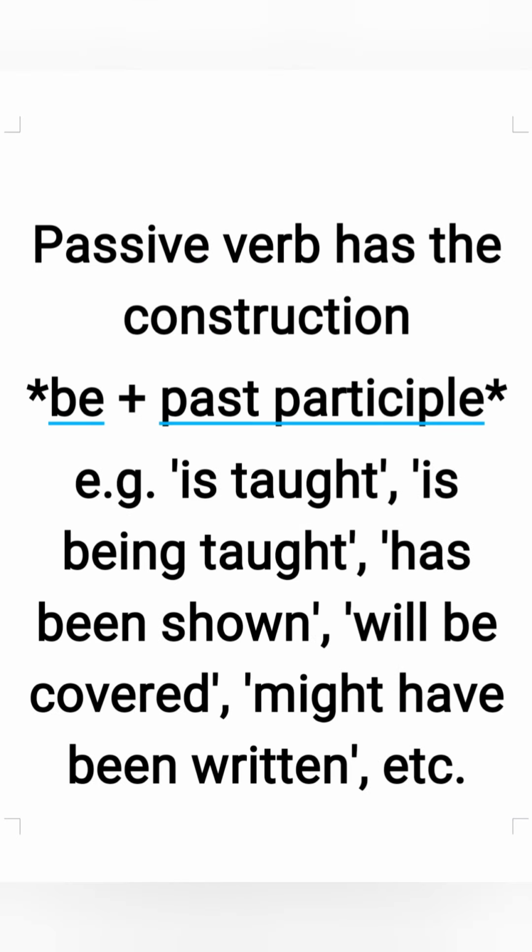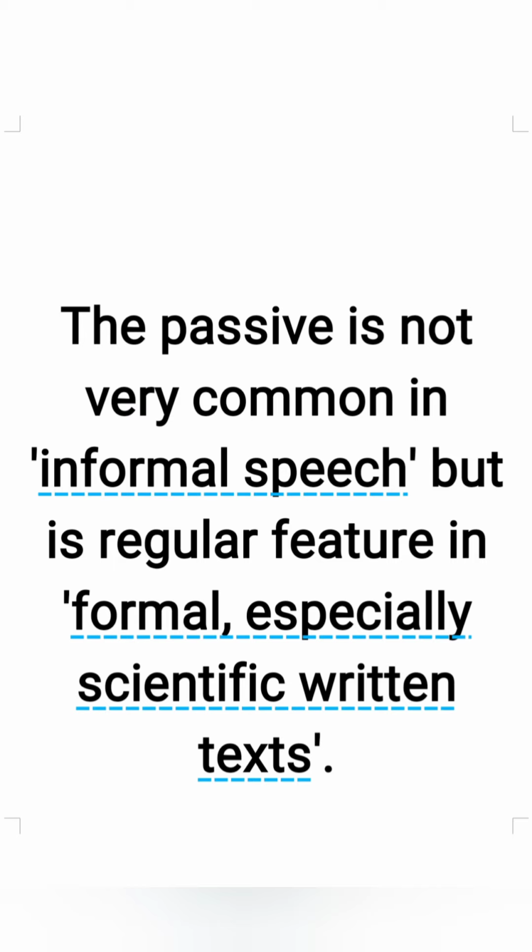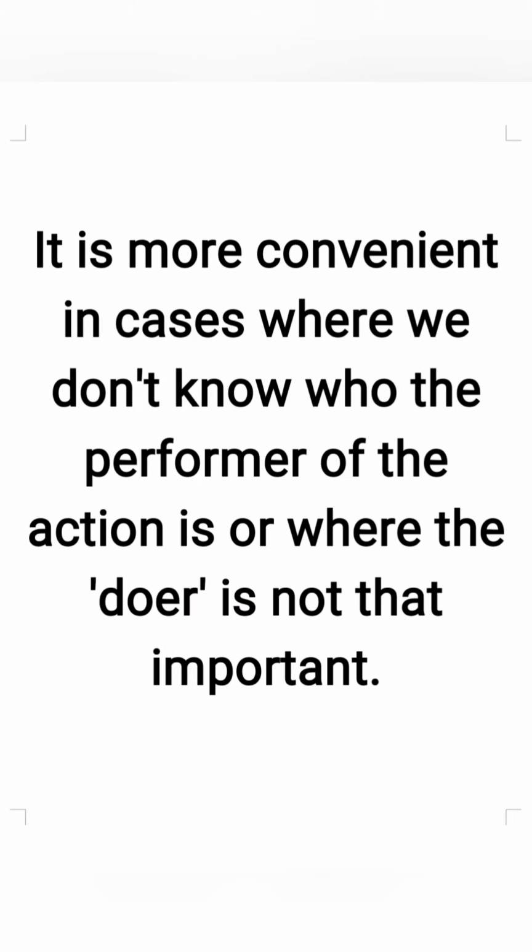And friends, passive voice has the construction be plus past participle. For example, is taught, as in our example sentence, English is taught by me. Other constructions may be is being taught, has been shown, will be covered, might have been written, etc. Friends, the passive is not very common in informal speech, but is a regular feature in formal, especially scientific written texts. It is more convenient in cases where we don't know who the performer of the action is or where the doer is not that important.